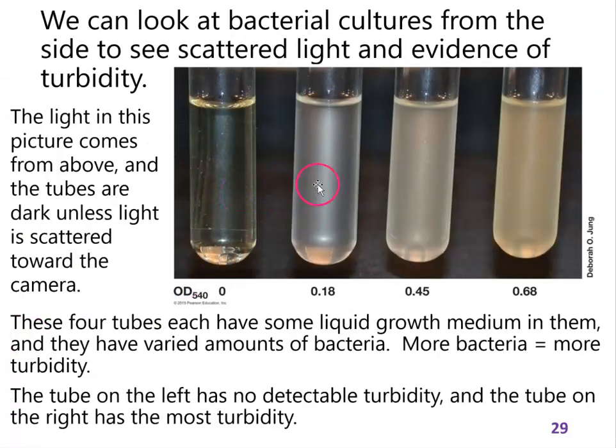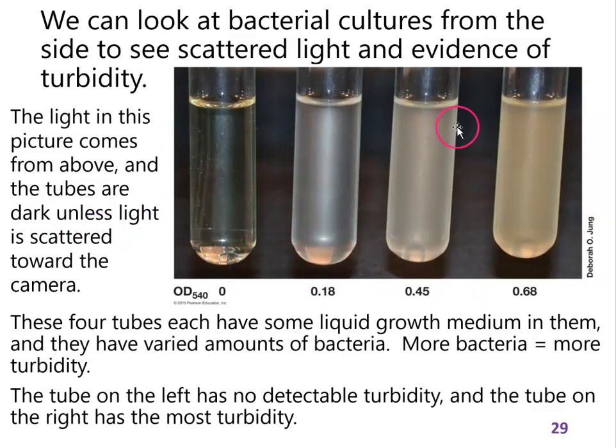So this is a picture of 4 test tubes that have microorganisms in them to different amounts. This one has the most microorganisms, this one has the smallest number. And there's a black background. So these are just test tubes with a little bit of broth and microorganisms. And there's a black background and they're lit from the side.